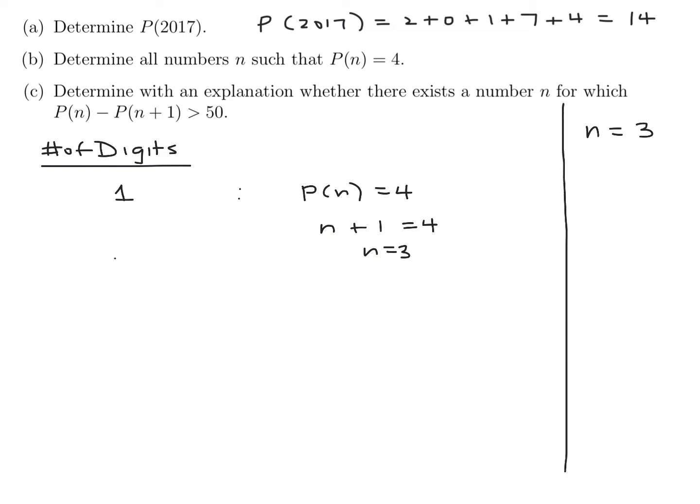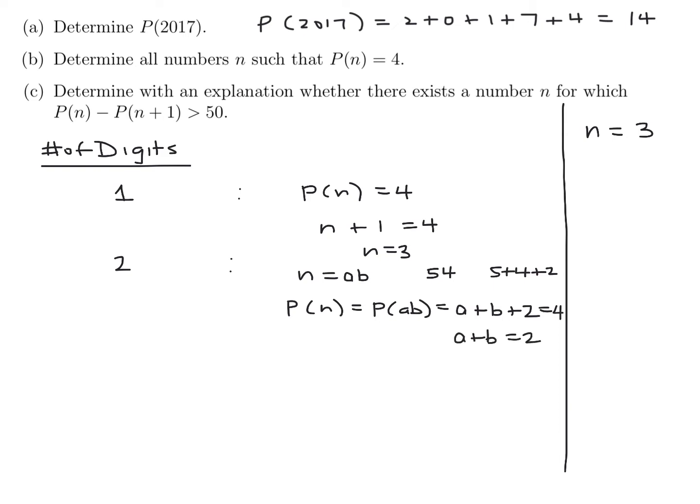Okay. So now we did that one digit. Now let's try two digits. And let's say n in this case is a number like a, b, so like 54. So the sum of the digits would be 5 plus 4, and then you have to add 2 because there's two digits. So that means p at n would basically be p at ab, which is the sum of the digits a plus b plus 2. Correct? And they're saying that is equal to 4, because p at n is 4. Okay, so a plus b plus 2 is 4, so that means a plus b is equal to 2. So we have to come up with scenario that a plus b is 2.